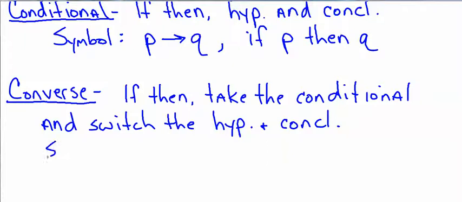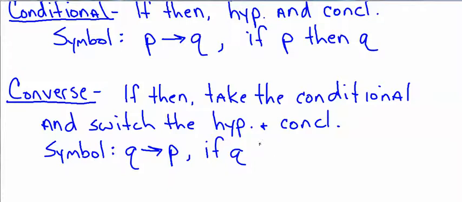So the symbol for that is Q arrow P, and you would read that if Q then P. P is still the hypothesis, Q is still the conclusion. But you just switched them, didn't you? You put the conclusion after the if, and you put the hypothesis after the then. Does everybody understand the relationship between a conditional and its converse? Just switch the hypothesis and conclusion.